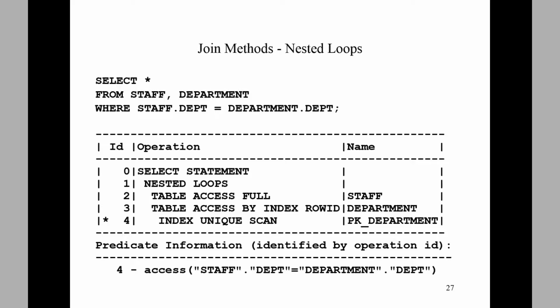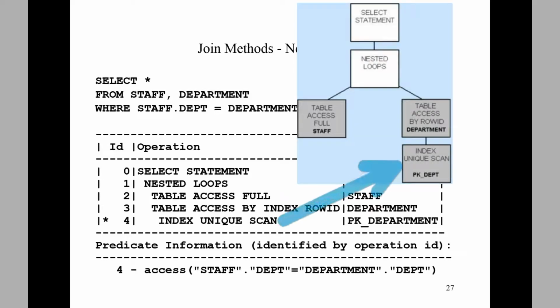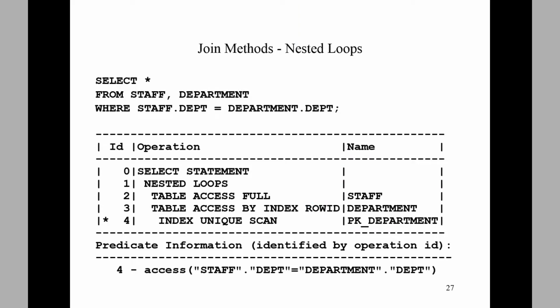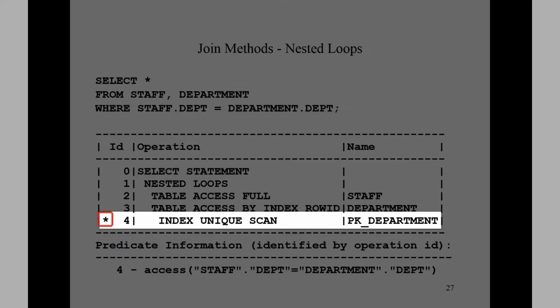These indentations are actually showing parent-child relationships. Remember, we showed that this idea could be depicted as a tree because of the hierarchical association between the nodes or between the steps within the execution plan. Thus, step 4 would be executed prior to step 3. The index would be scanned, the PK department index. The index on the primary key would be scanned to obtain the department IDs. These department IDs could then be used to access the actual rows within the department table. Note, step 4 also has a footnote.